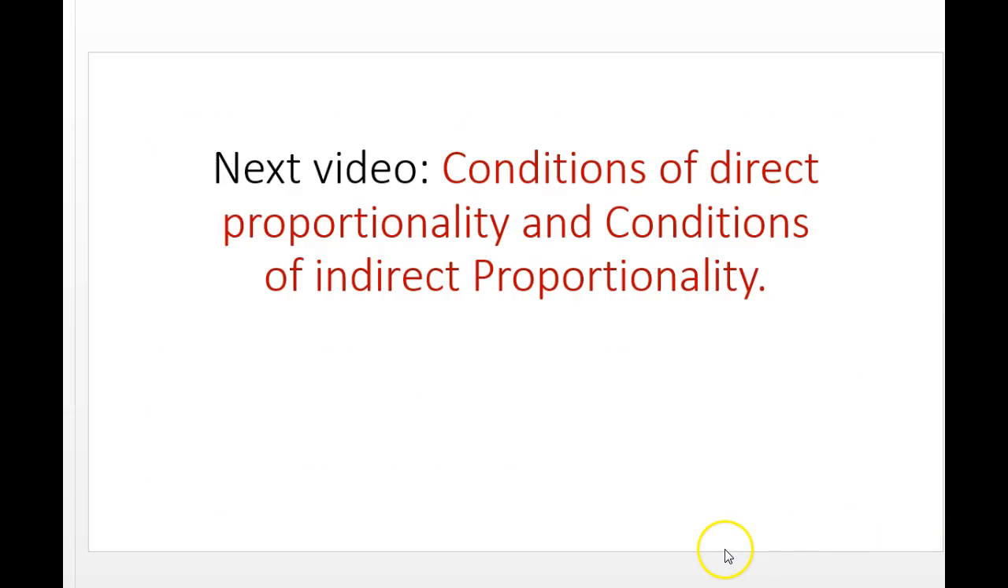Okay, so that's the end of this video about proportionality. I hope I've clarified the differences between those two types of proportionalities. In the next video, we're going to look at conditions for direct proportionality and conditions for indirect proportionality. Okay, conditions for both the indirect and the direct proportionalities.